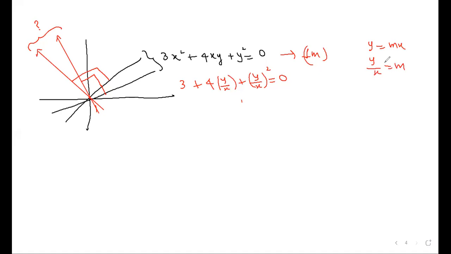Do you understand the meaning of this? If you take any point on this line, the y coordinate divided by the x coordinate is the slope. Because it is passing through the origin. If y by x is the slope of this line, what will be the slope of the perpendicular one? Minus x by y. So wherever y by x is there, just replace it by minus x by y, and you got your answer.